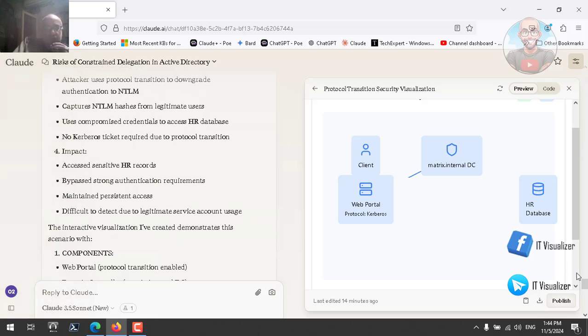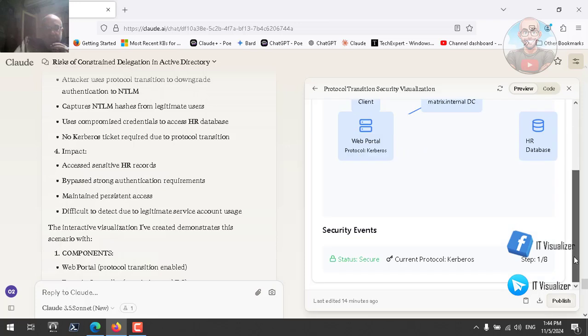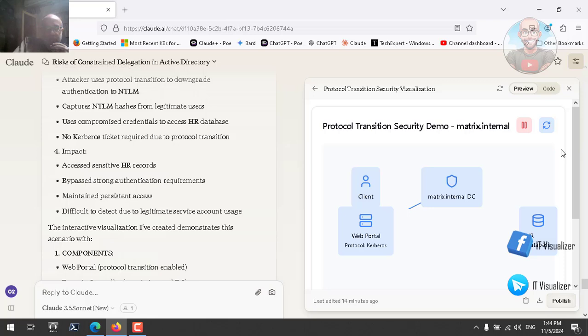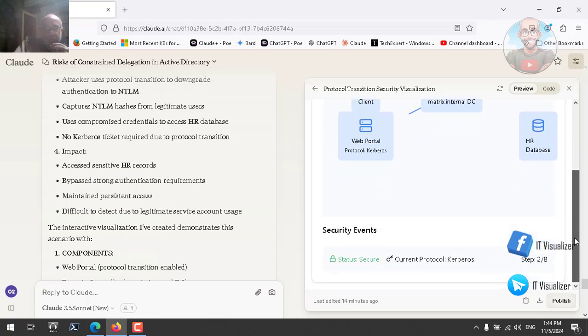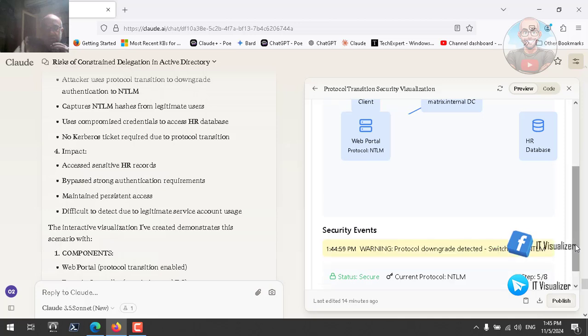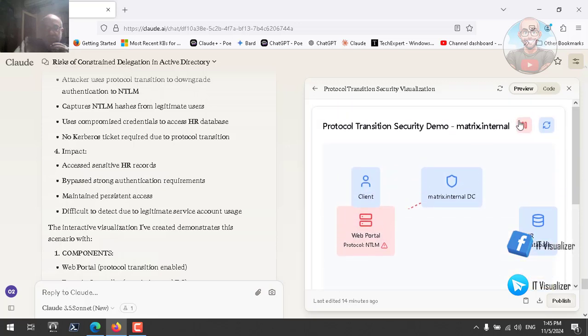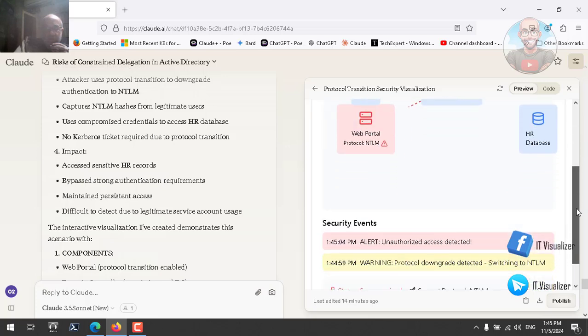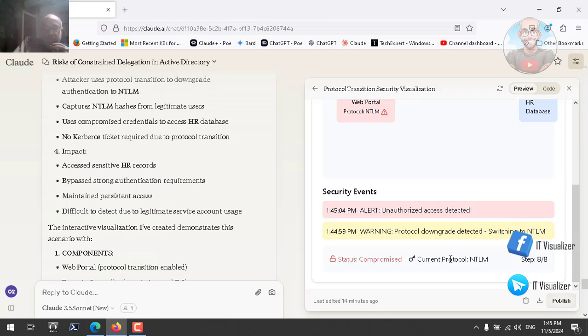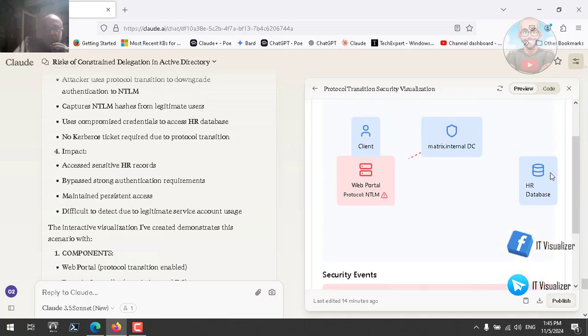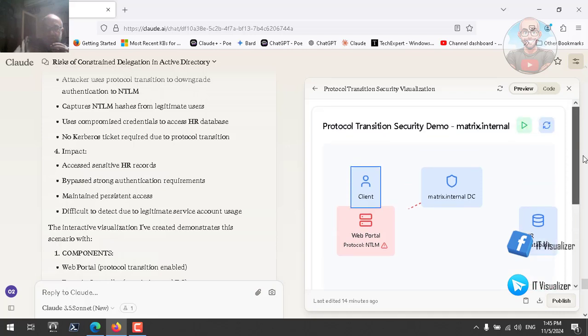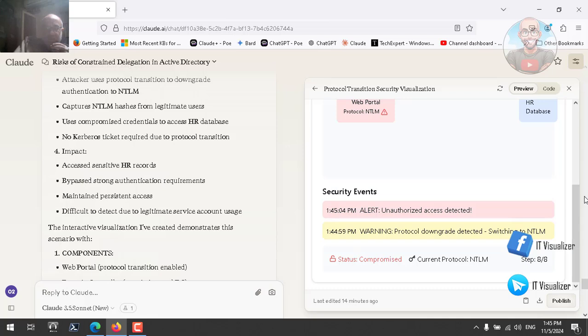The interactive one, so here we can see this is an example. Let's see if we try to make it like that, what will happen. And then let's stop it. So here we can see an alert: unauthorized access detected. Warning: protocol downgrade detected, switch to NTLM. There isn't anything we can click on, I think. No, there isn't. So it's a very simple diagram.